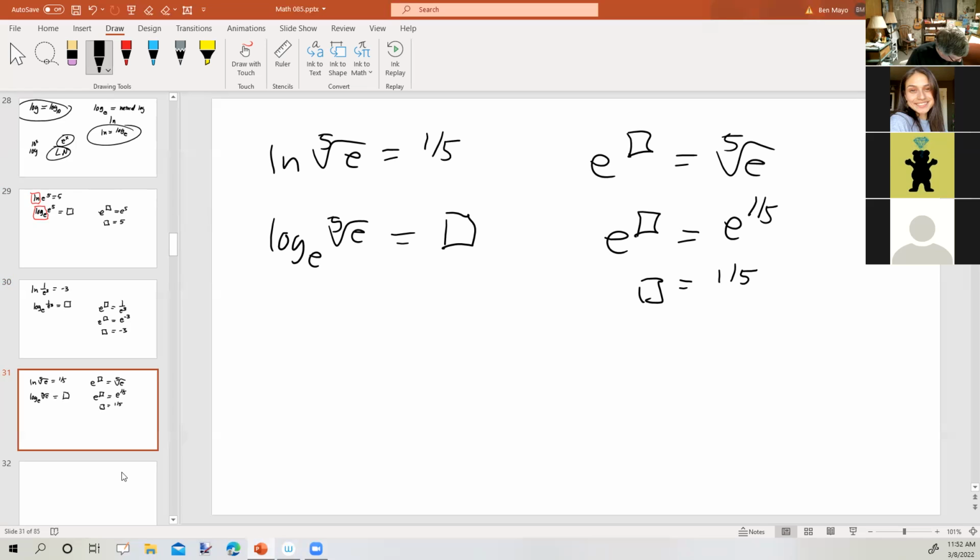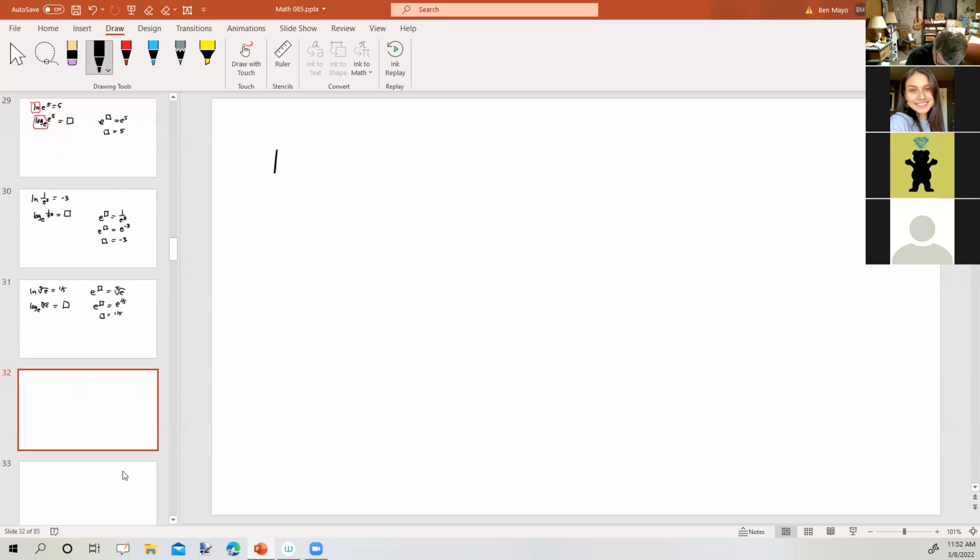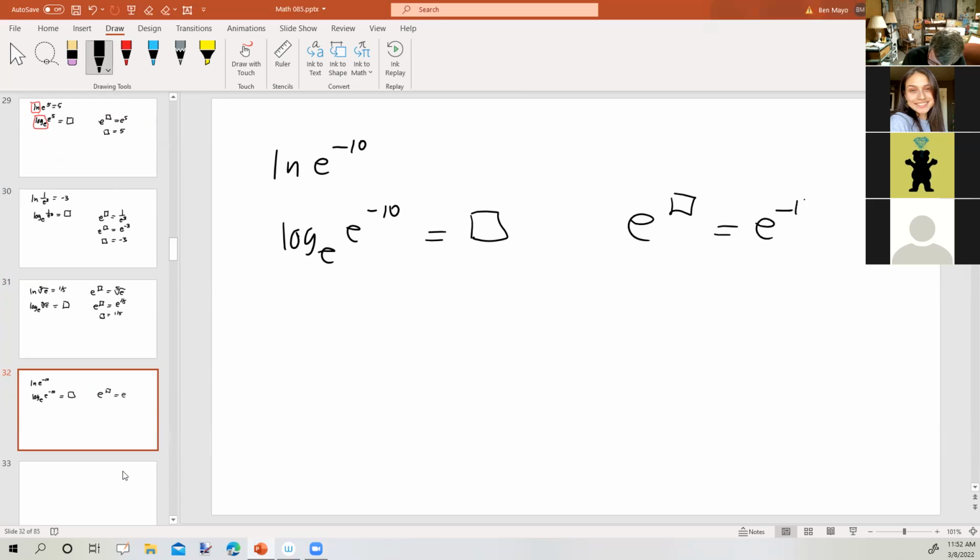Let's see here. How about this one? The natural log of e to the -10 power. That's log base e of e to the -10th power. That's equal to some unknown. So e to the some unknown is e to the -10. So the unknown is -10.